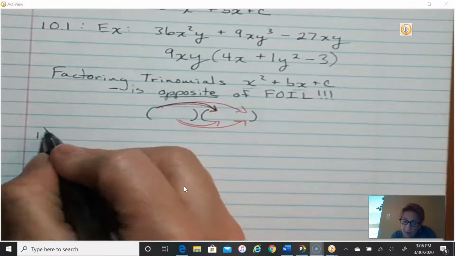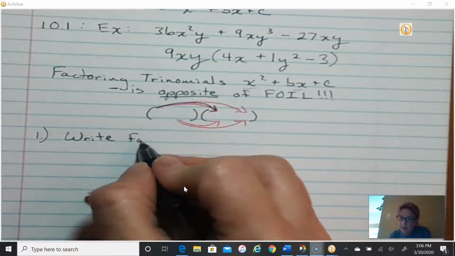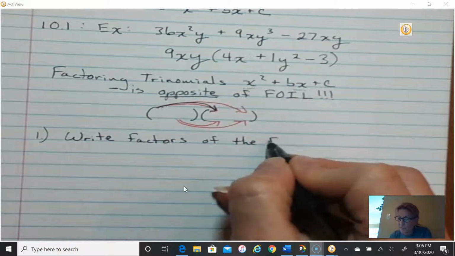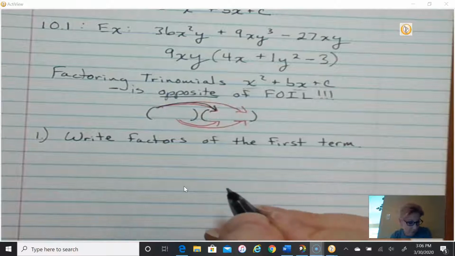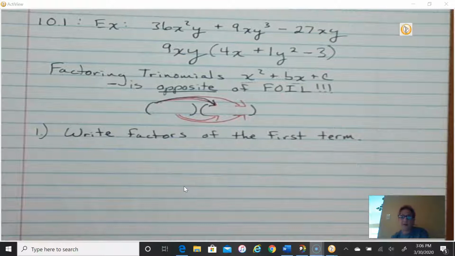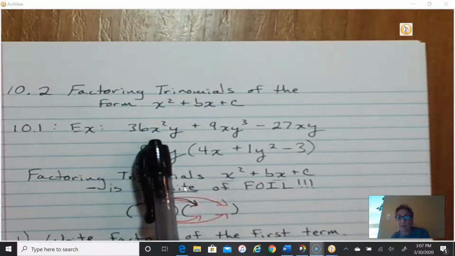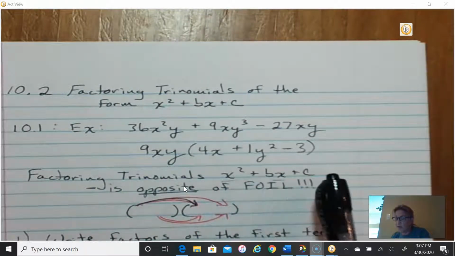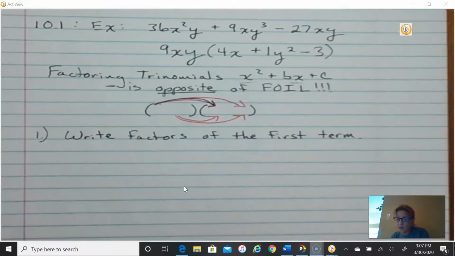Okay, so step 1, you write factors of the first term. Okay, so the first thing you're going to do is write factors of the first term. Remember, first term, like this right here, would be the first term. That's a trinomial. So there's going to be 3 terms. 1, 2, 3. 1, 2, 3. So you're going to write the factors for the first term.